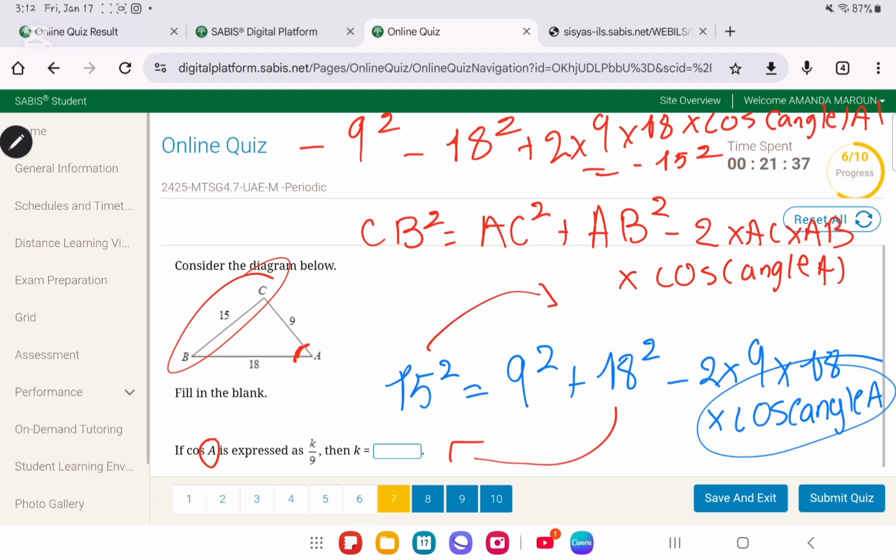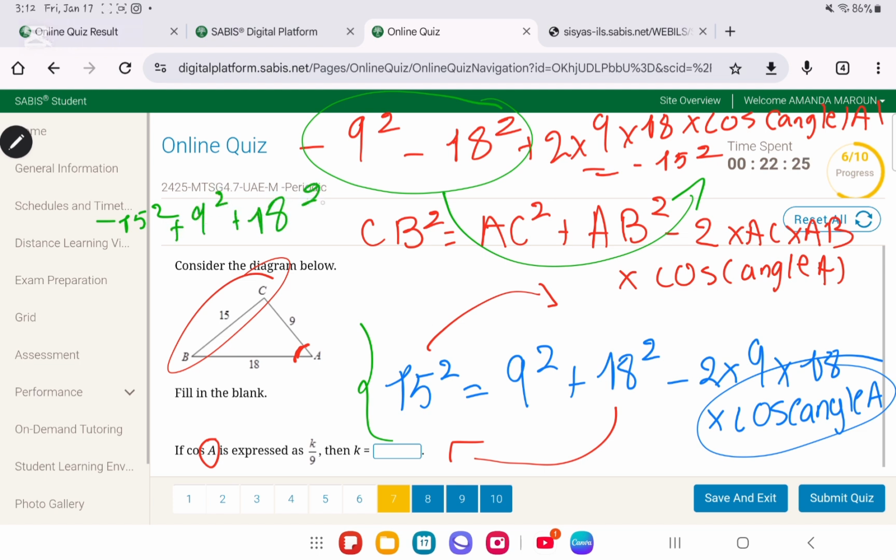So I'm going to repeat what we did again. We applied the cosine rule, and then we switched their sides. So of course their signs are going to switch. Okay, and then what are we going to do next? So what we are going to do next is that we are going to move first these two to the other side. All of this we're trying to do to keep cosine by itself. If you move them to the other side, then you are going to get minus 15 squared plus 9 squared plus 18 squared is equal to 2 times 9 times 18 times cosine of angle A.